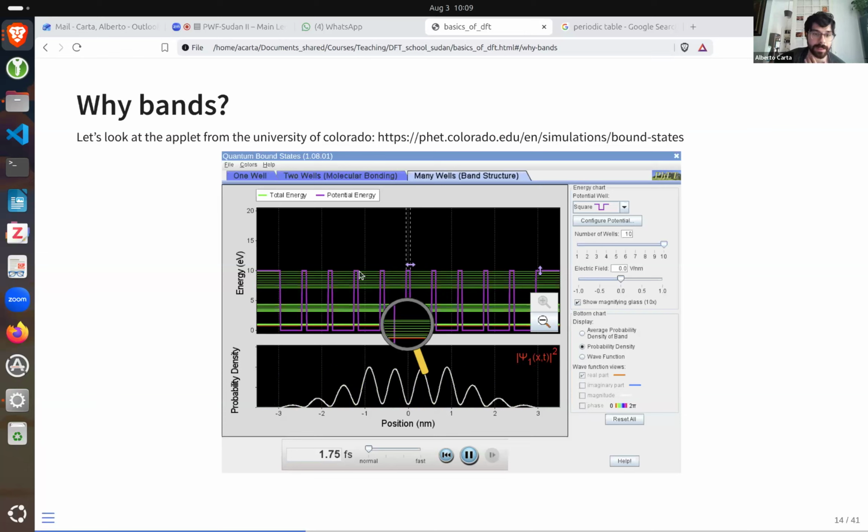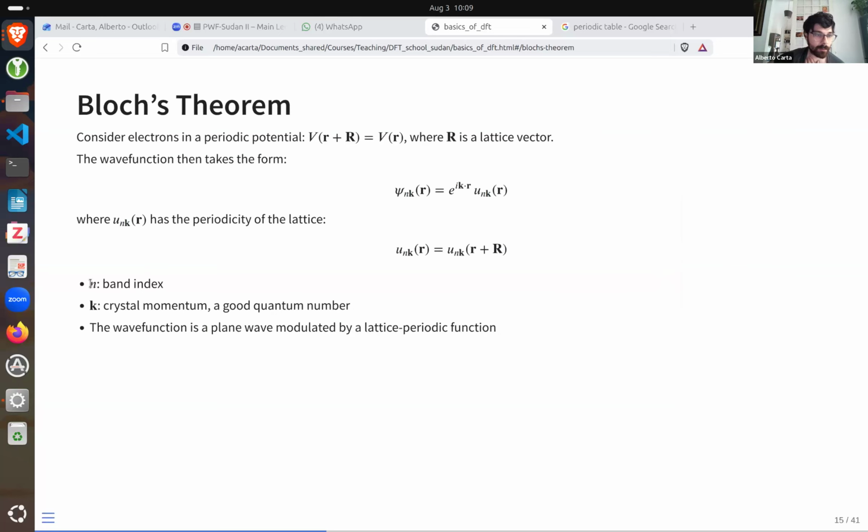Okay, so this n quantum number determines exactly this band index. So it tells us whether we're looking at the first band, the second band, the third band, etc.